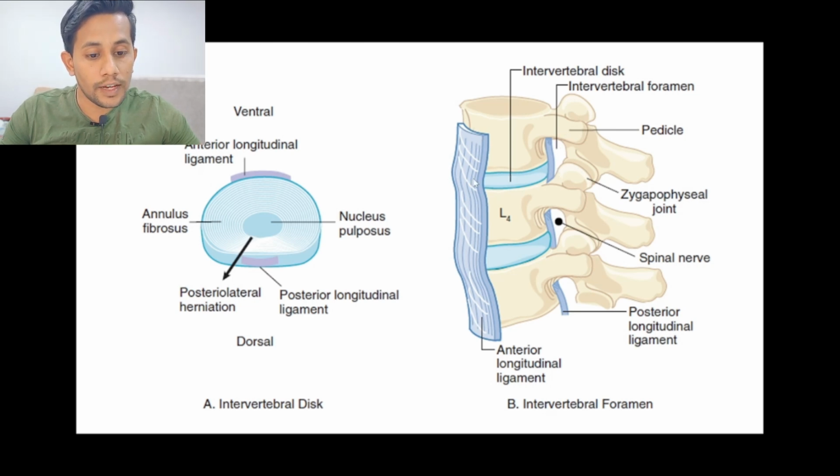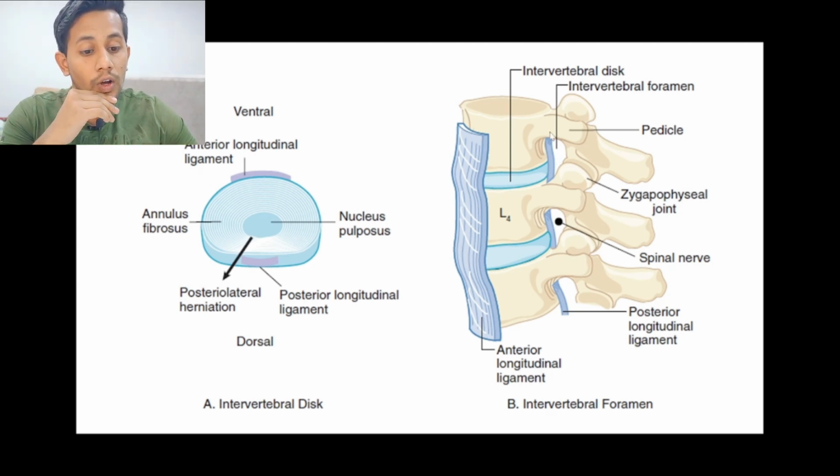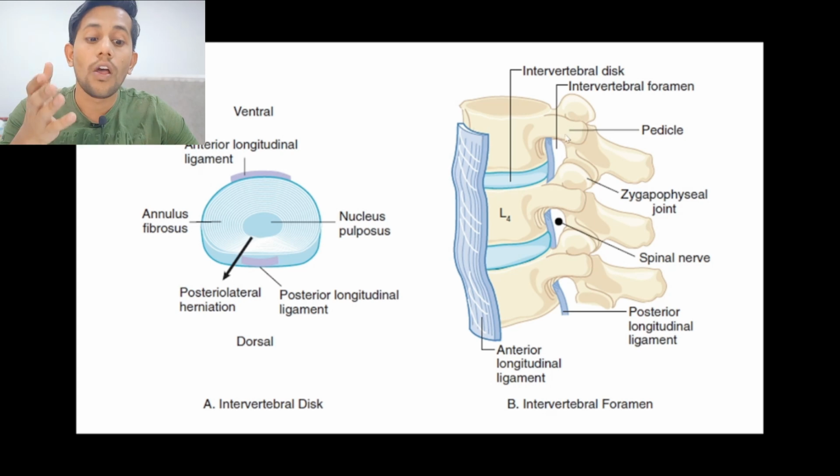Intervertebral disc, if you can see this, the blue part, this plays a big role in the damaging of your spinal nerves. How? Why? This is part of the anterior wall of your intervertebral foramen. Foramen basically means the gap or the hole. So the anterior wall of this is composed of intervertebral disc, and because of this we will face an injury of our spinal nerve.